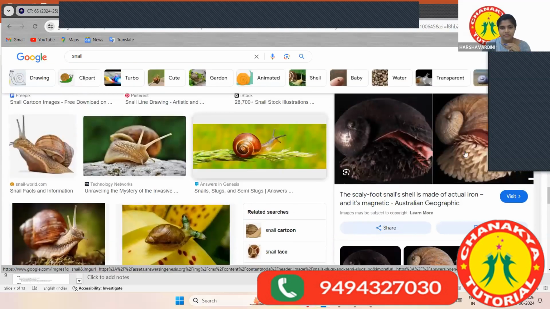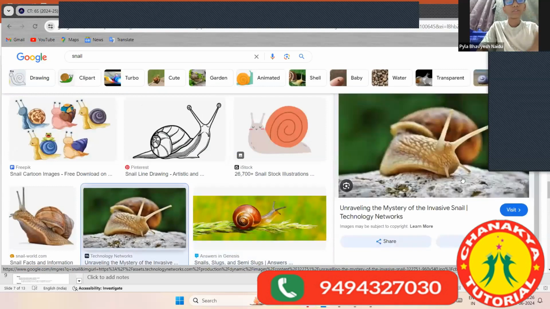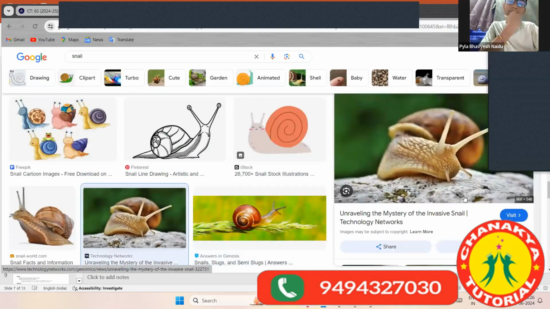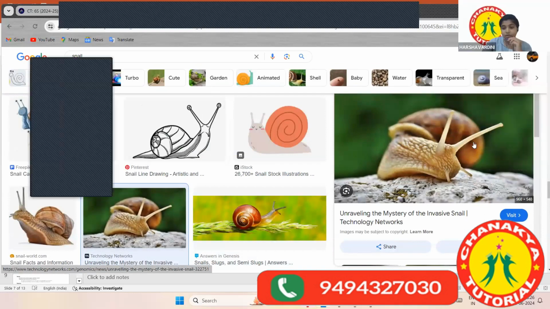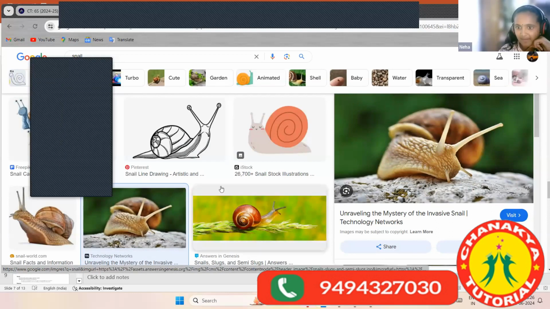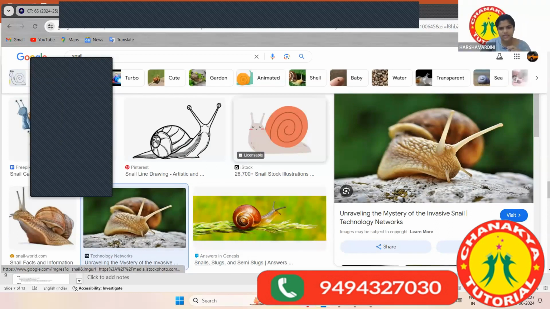Ma'am, maybe a protective shell. Anything else you can see? Ma'am, its body, the whole body. You have four actually, no? Two are protruding very long and two are very small. Can you see? Like a mustache, no? So these are the observations that you can see from a snail.